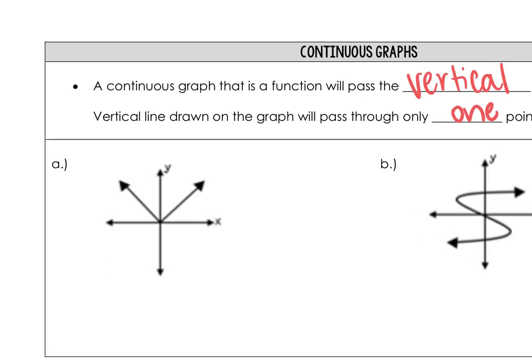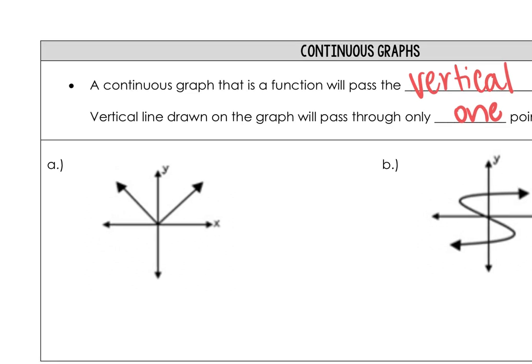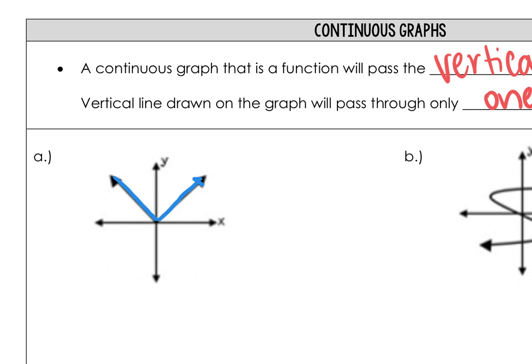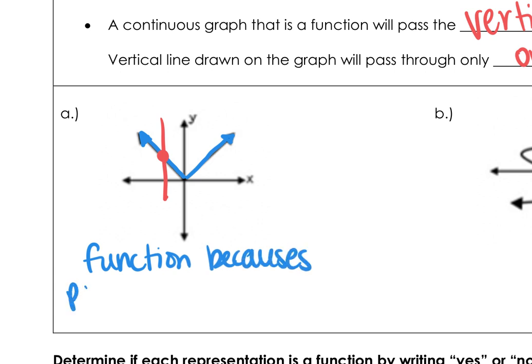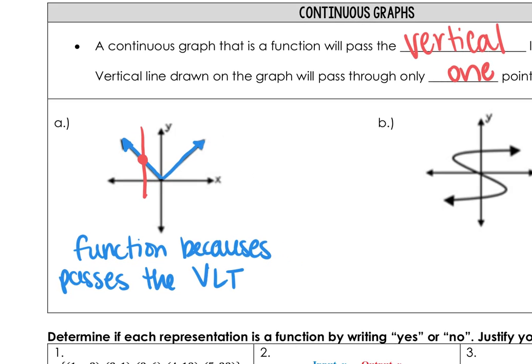So if I look at A, I'm going to color the graph in blue just so you can see this V-shaped graph. That's my graph, not to be confused with the X and the Y axis. And if I draw a vertical line, it's only hitting that V-shaped graph in one spot. And it doesn't matter if I move that vertical line. No matter where I move that vertical line, it's only going to hit the graph in one point. So the graph in letter A is a function. And you can say because it passes the, I'm going to abbreviate this, vertical line test. It passes the VLT. So that's a function because it passes that vertical line test.